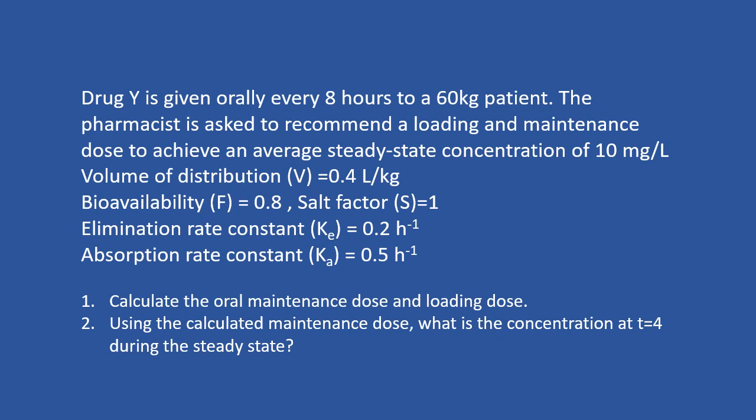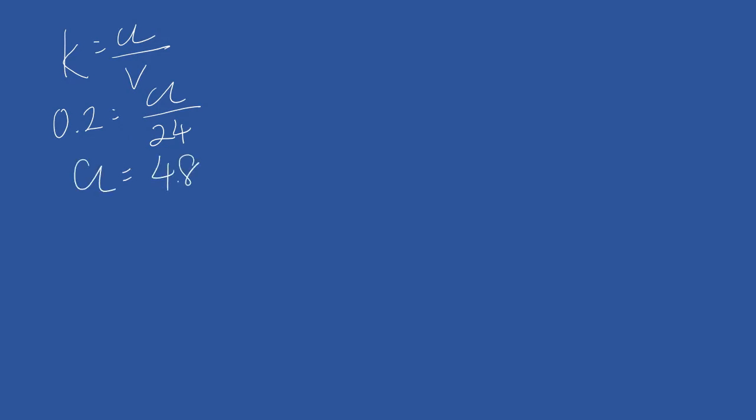For question 3 and 4, we will look at the calculation for multiple extravascular dosing. You can pause this video to attempt the questions. The first part of the question, you need to recommend the maintenance dose to achieve the Css average of 10 mg per liter. Before that, you need to calculate the clearance. The K is 0.2, clearance unknown, and the volume is 24. Calculate the answer. The clearance will be 4.8 liter per hour.